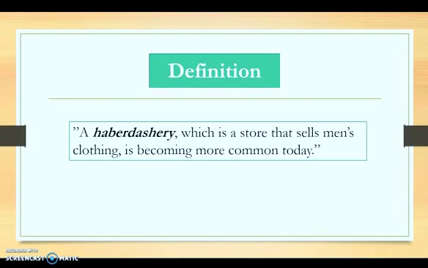Let's start with definition. This is the easiest of all the types of context clues, as the author gives you the definition to the word right after the word appears in text. For example, a haberdashery, which is a store that sells men's clothing, is becoming more and more common today. There it is, right after the word, a perfect definition. The definition context clue is often used in textbooks to help students learn necessary content words easily.